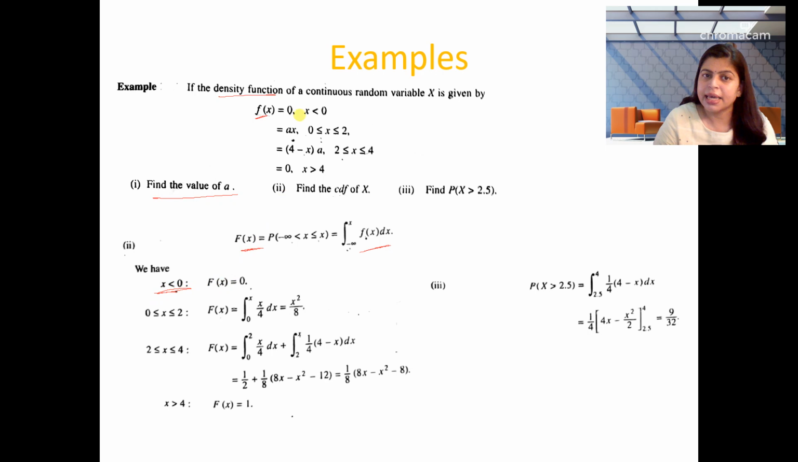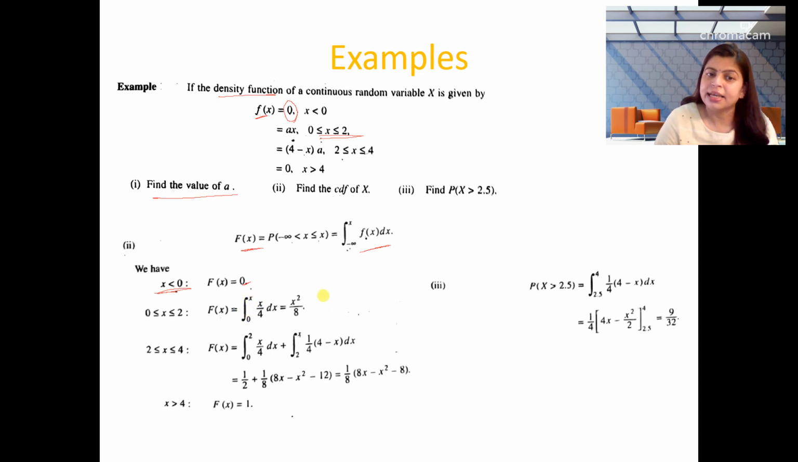So in this case, earlier small fx was 0, and if we are integrating it, again we'll get 0. In this range 0 to 2, we were having this ax. Okay, so here what is a? A is what we just calculated, it was 1 by 4. So we will put the value of A and we will integrate it from the lower limit to x.